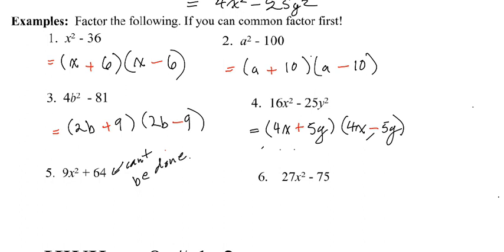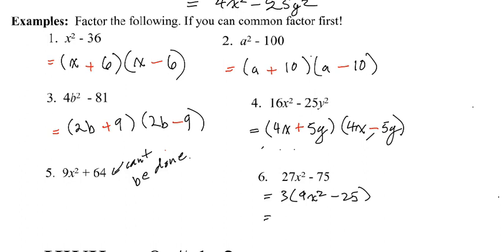Sometimes you might have a common factor, like what we see in the next problem, and you have to do that first. So the common factor between 27x squared and 75 is 3. So we put our bracket, and then we divide both of the terms by 3. We get 9x squared minus 25. And now we have our perfect square in the bracket.